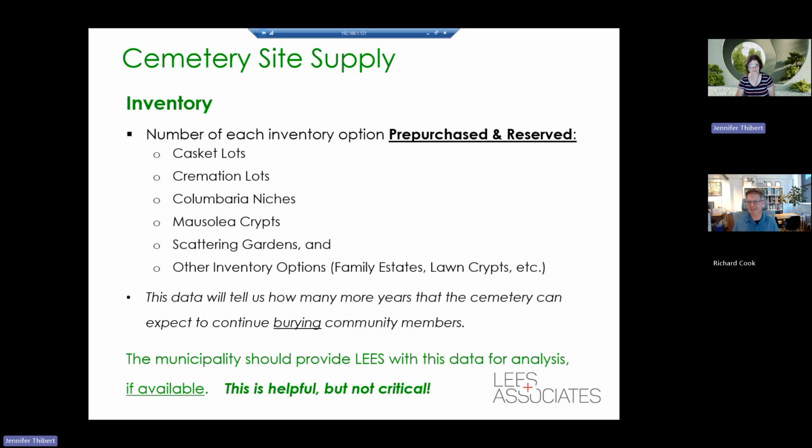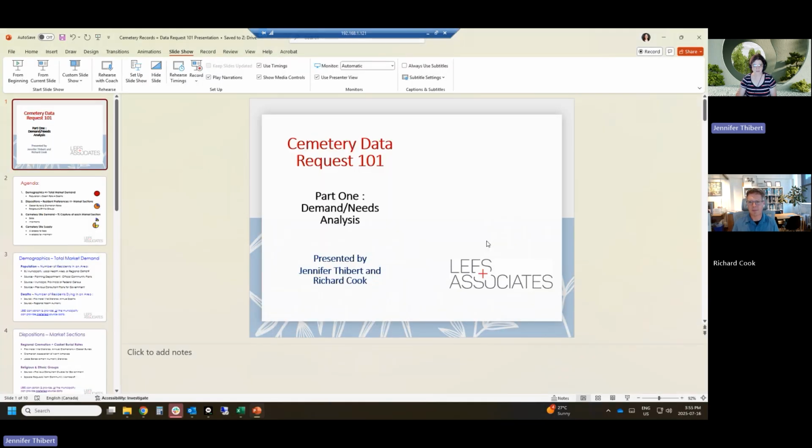If you could provide me a report on what was pre-purchased and reserved, then we'll be able to tell you how many more years you'll be burying your community members. Again, this is helpful, but not critical, and that provides that additional level of valued information to you. That pretty much covers our presentation today in terms of what we are looking for to give you the most accurate demand needs analysis we can for your cemetery master plans.